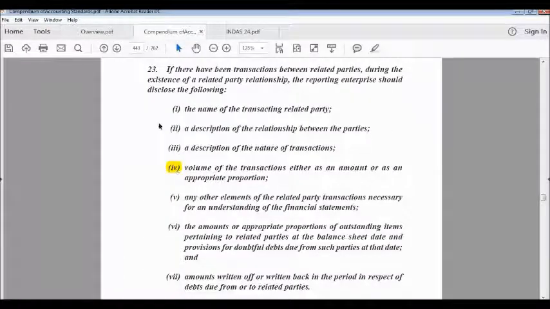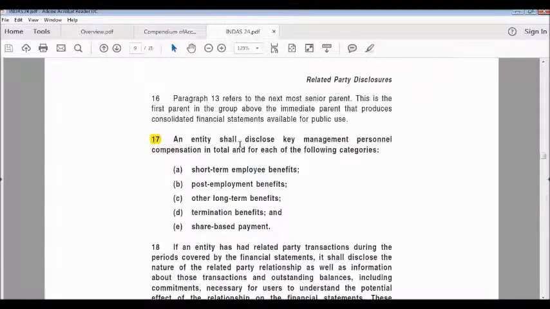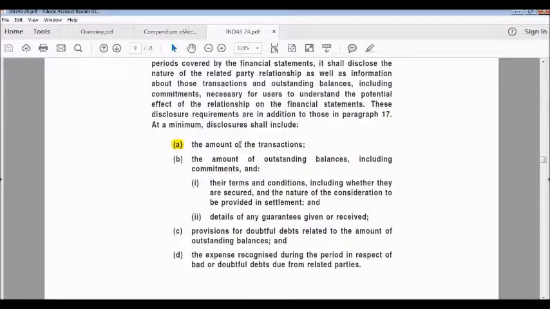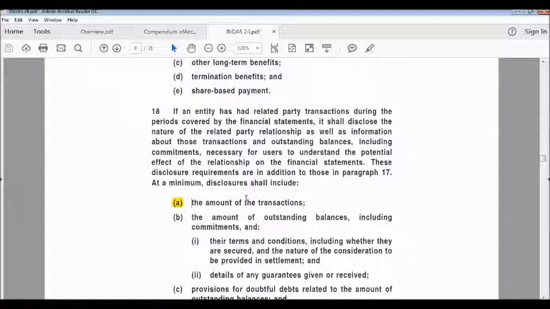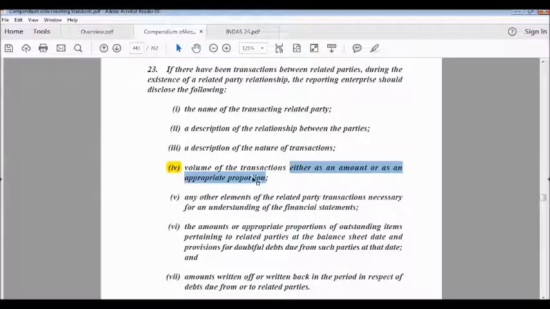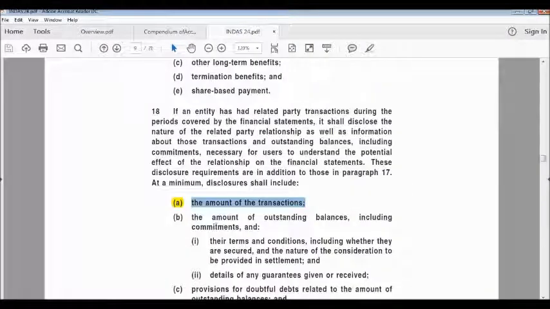So this is the existing accounting standard 18, paragraph 24, clause 4, which says you have to disclose the volume of the transaction either as an amount or the appropriate proportion. But under Ind AS 24 you have to disclose the amount of the transaction, not the proportion. Earlier you could also disclose the appropriate proportion, but now you have to disclose only the amount of the transaction.